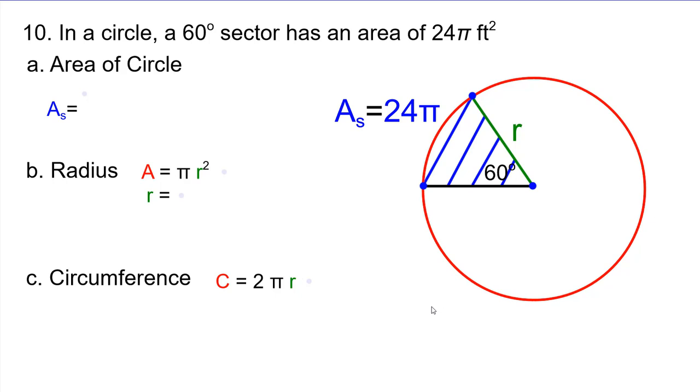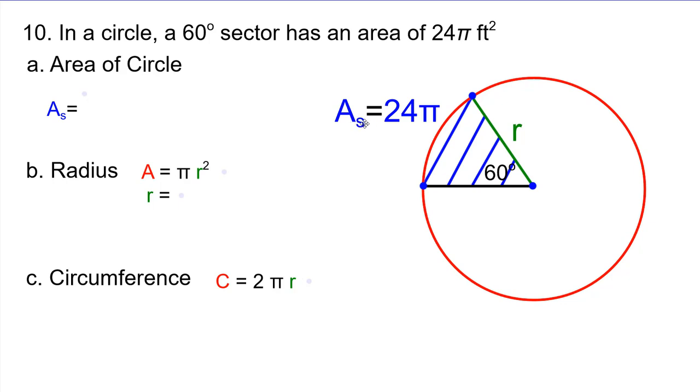In a circle, a 60-degree sector has an area of 24 pi feet squared. So we want to first find the area of the circle, then we can solve for the radius, and then we can solve for the circumference. This problem is pretty tricky because we're working backwards. We're used to having the radius and the central angle for the sector to be able to solve for the area of the sector.